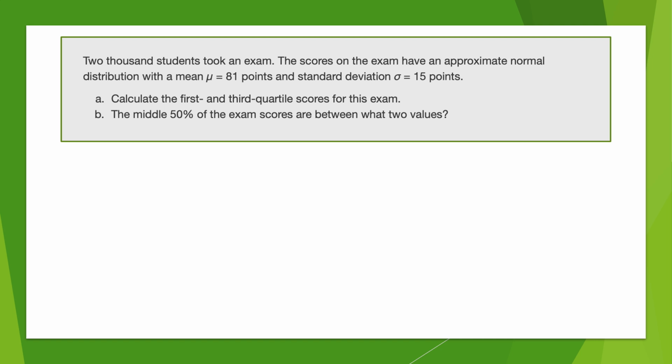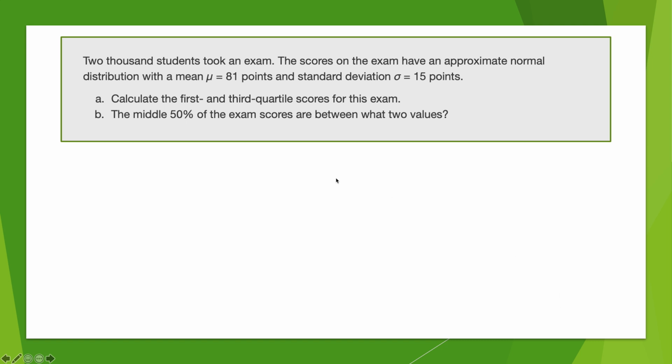Now, we're going to have to do this fairly quickly. As soon as I put up the z-score table, I start chewing through memory. Realize the first quartile is a score of 25%. The third quartile is a score of 75%. And then what's the middle 50% of the exam scores between what two values? Well, the middle 50% are always between the first and the third quartiles, because the first quartile is 25%, the third is 75%. So if you get in between there, it's 50%. So by answering A, you'll be answering B.